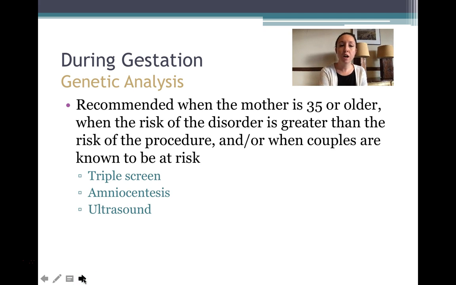During gestation, genetic analysis is typically recommended when a mother is 35 or older. That's considered advanced maternal age. And this is when the risk of the disorder is greater than the risk of the procedure, and or when couples are known to be at risk. Usually genetic analysis is recommended, and that can be done through multiple different ways, and all of these vary in their level of invasiveness. So depending on whether you might be at risk, whether you're advanced maternal age or not, you may be a carrier for Fragile X, if that's somewhere in your family, will determine what level of a procedure a mother may want to use.